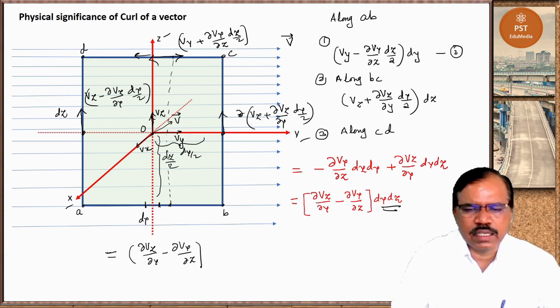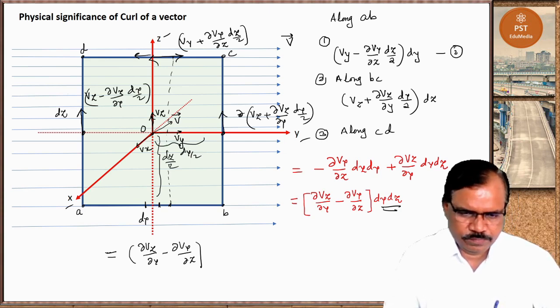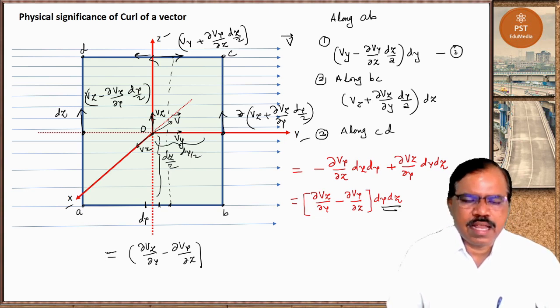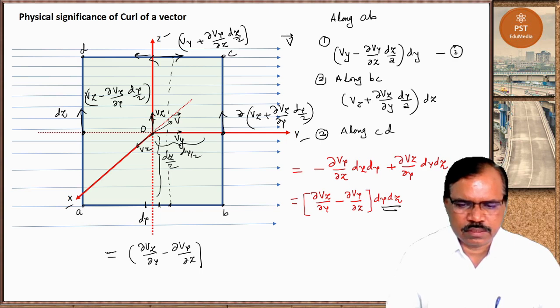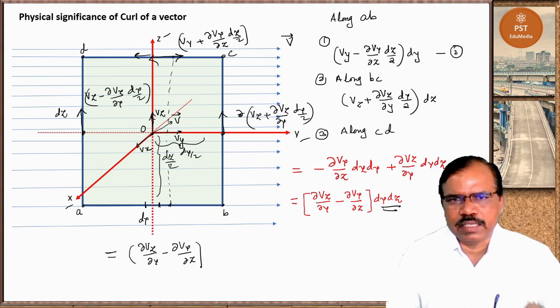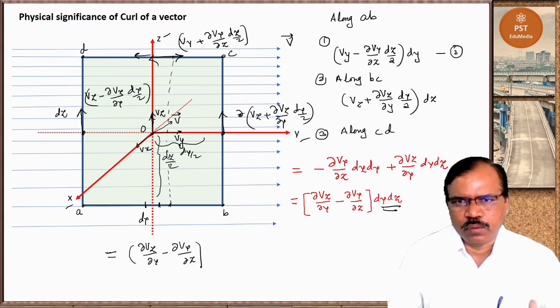However, since curl is a vector, we need to give it a direction. The direction is normal to the surface. Now here the surface is dy dz, and we know the area vector is perpendicular to the area.